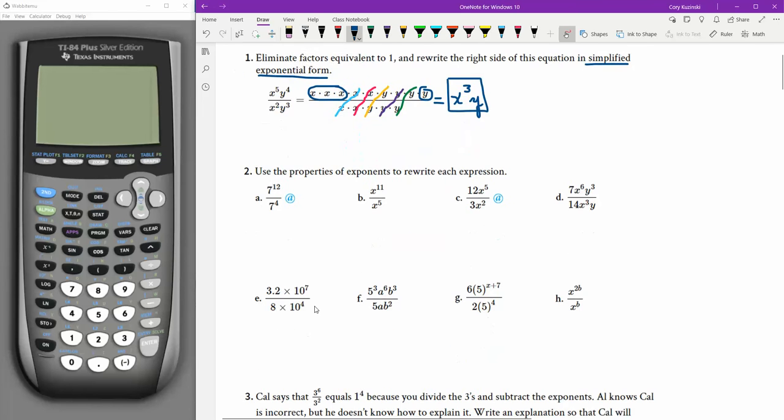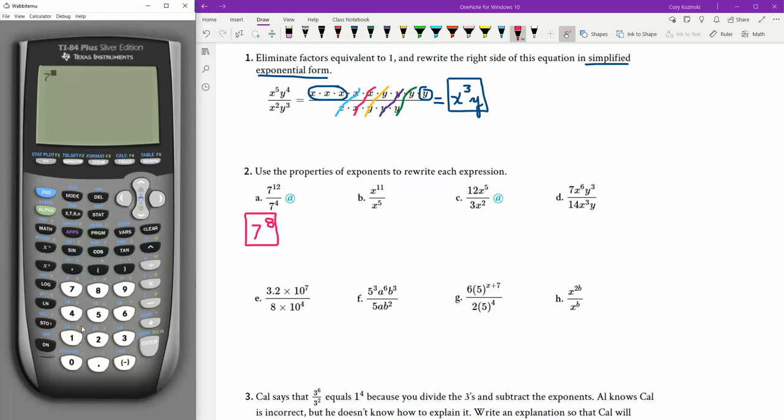All right, number two, you use the properties of exponents to rewrite these expressions. Okay, so here we go. We're going to do 7 to the power of 12 minus 4 is 8. Again, they have the same base, 7. So if we wrote this out like we did in number 1, there'd be 12 sevens along the top, 4 sevens along the bottom. 4 of them would cancel each other out because they would be equal to 1. And so we end up with 7 to the 8th.